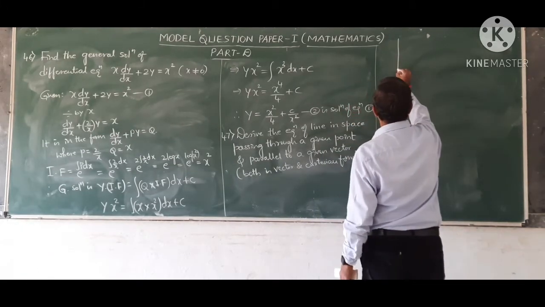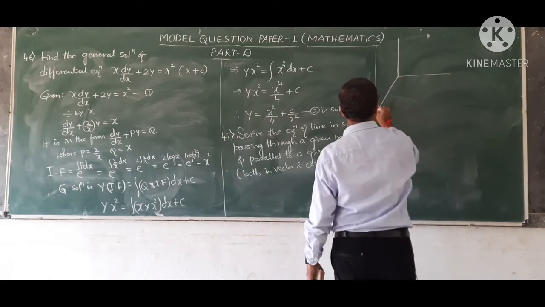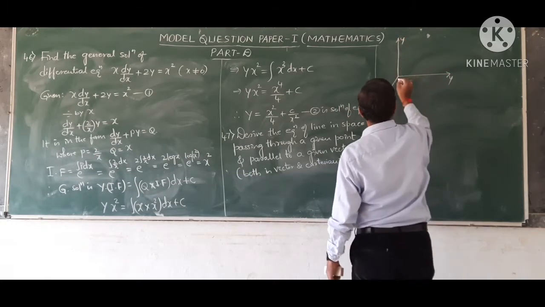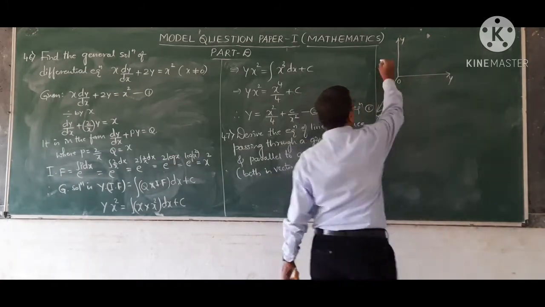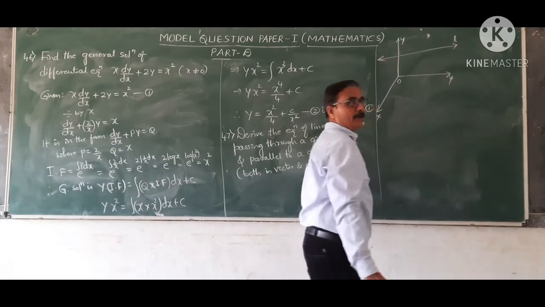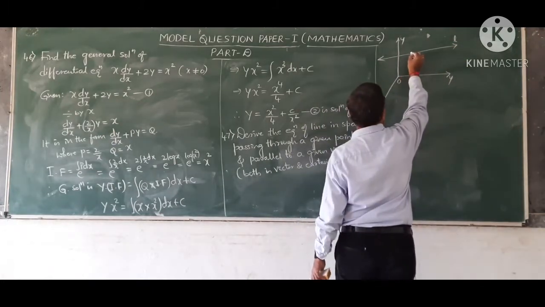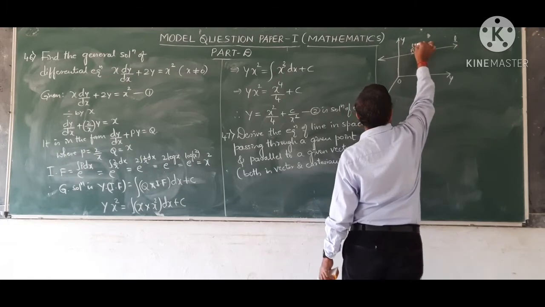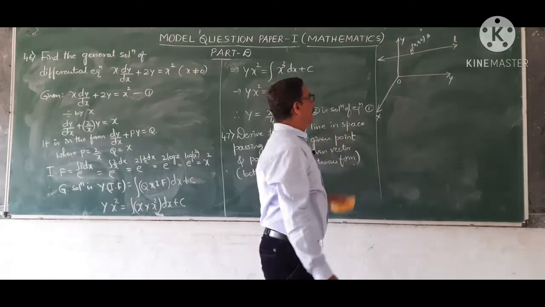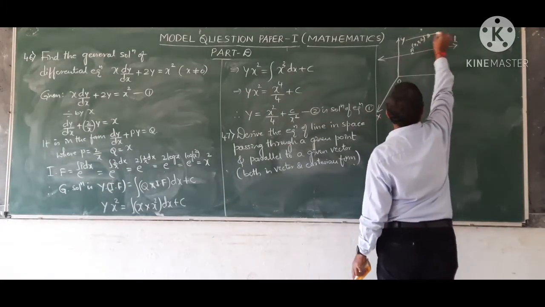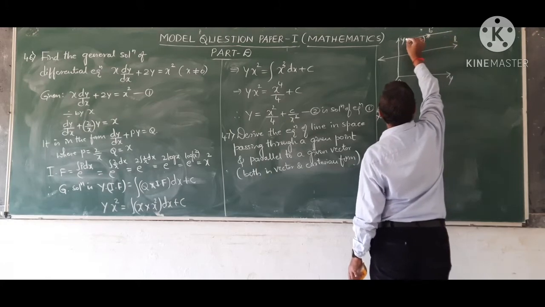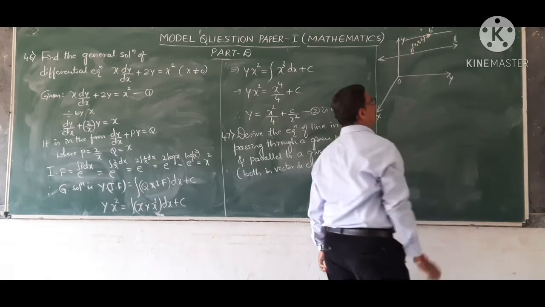Let x, y, z axis, 3D, 3 axis, O is the origin. Let L be a line which passes through a given point, let A be a point, say x1, y1, z1, and parallel to the vector, say B. Parallel to the vector B.